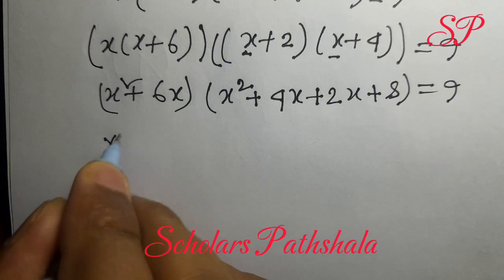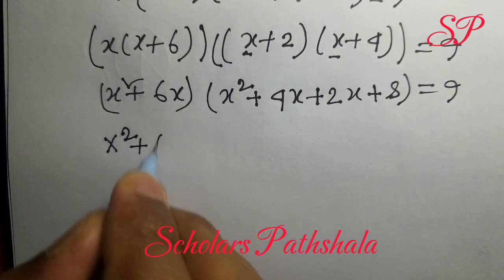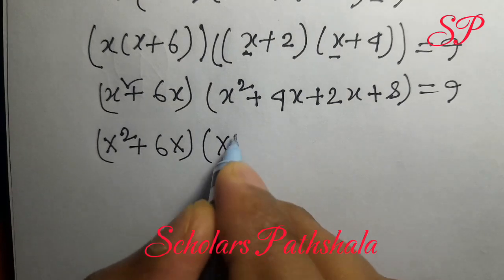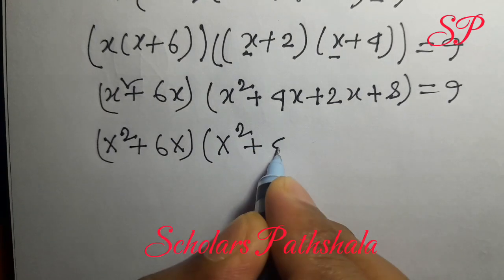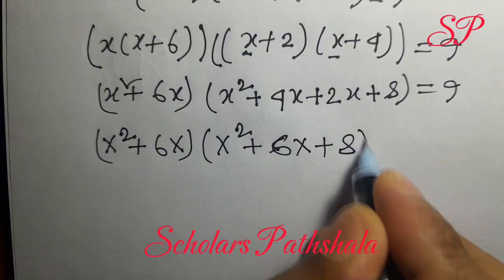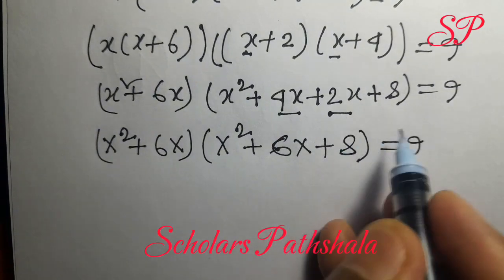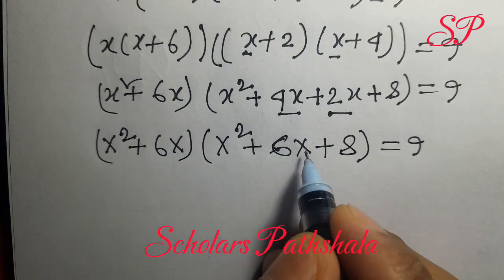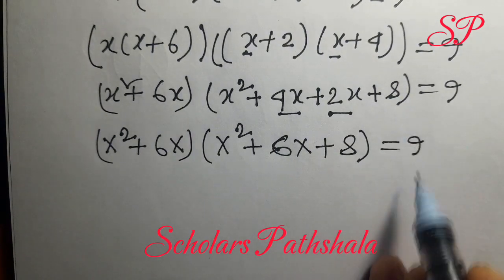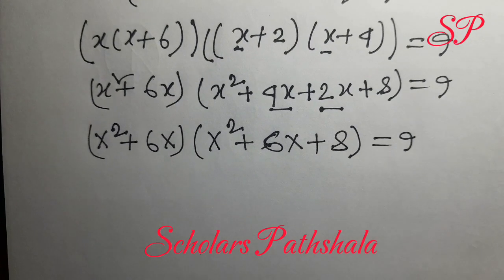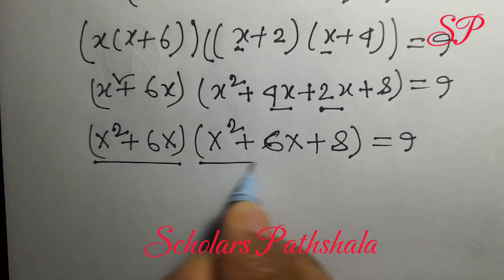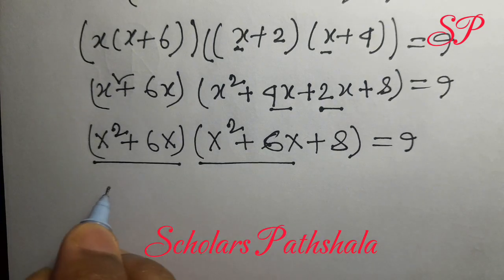Then we can write (x squared + 6x) into (x squared + 6x + 8), since 4x and 2x added give 6x, then plus 8 is equal to 9. Here x squared plus 6x is common.